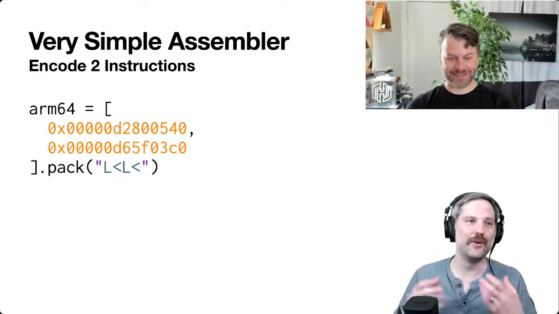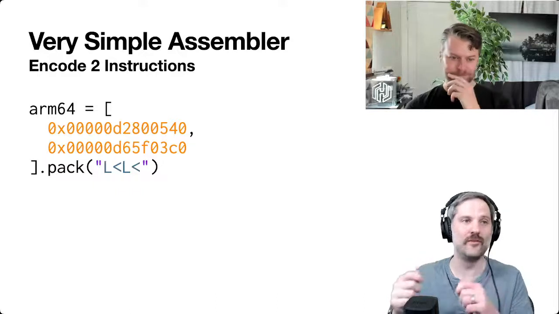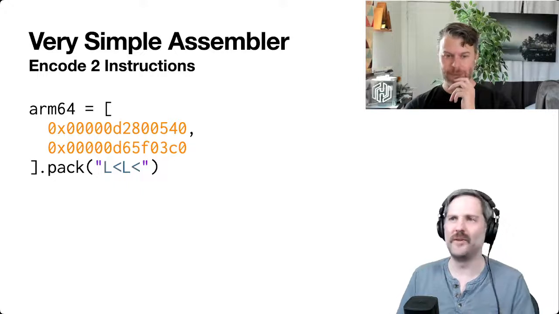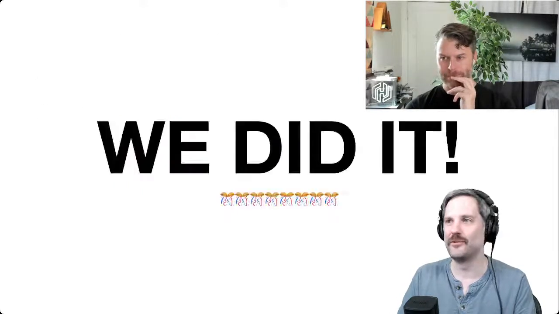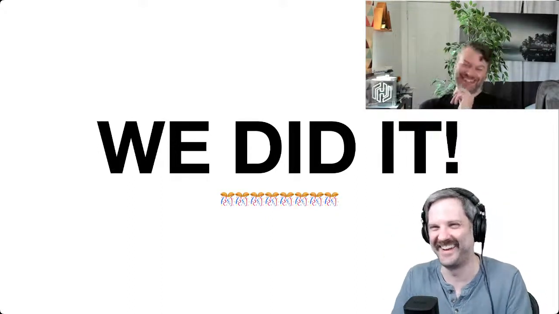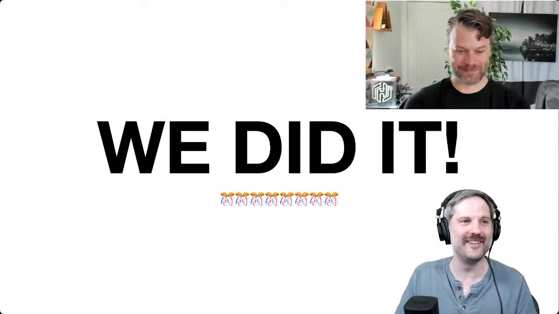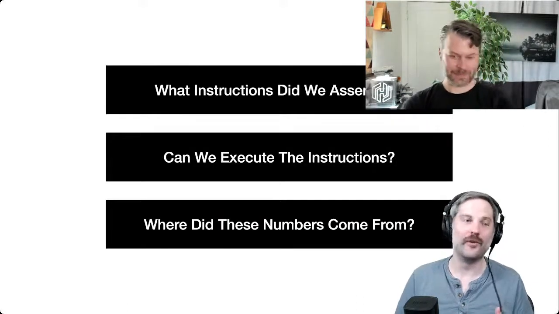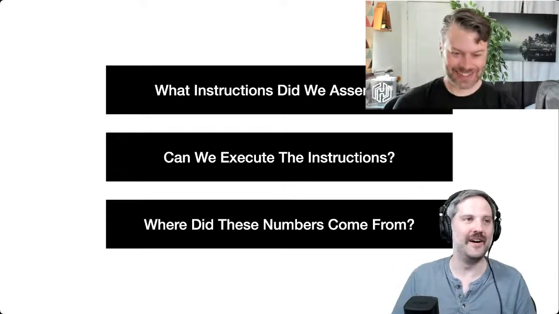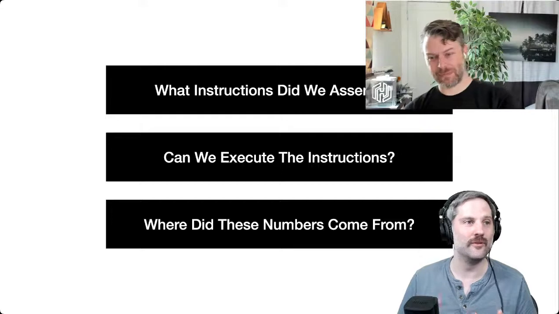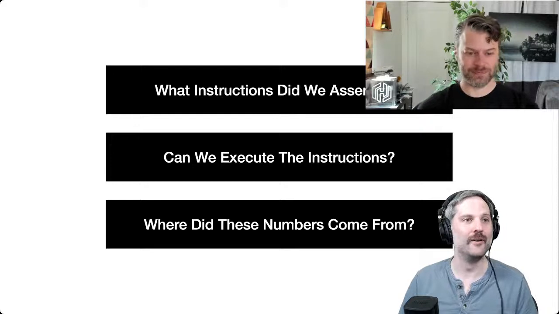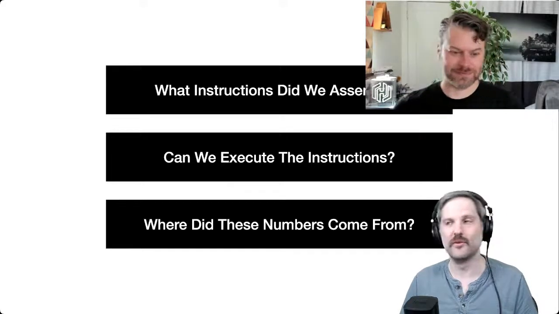But all we have to do is get these numbers and then just pack them into some bytes and then we're done. But this is missing a whole bunch of stuff. First off, what instructions did we assemble? What did we do? Second, can we execute these instructions? Can we make them go? And the third one is, where did these numbers come from? Why did we choose these particular numbers?